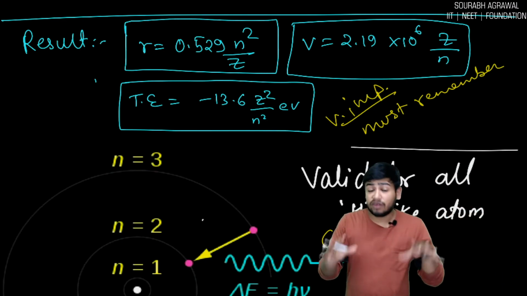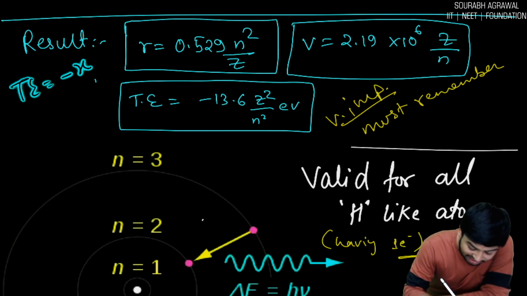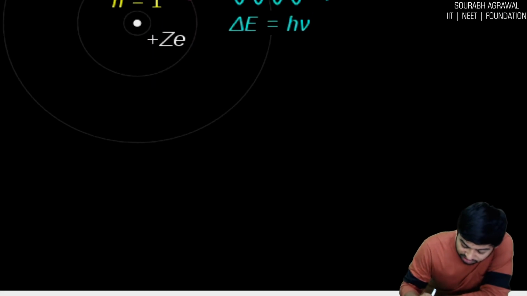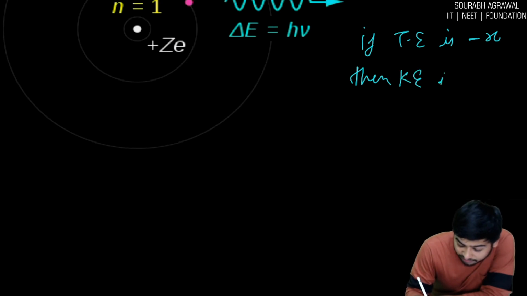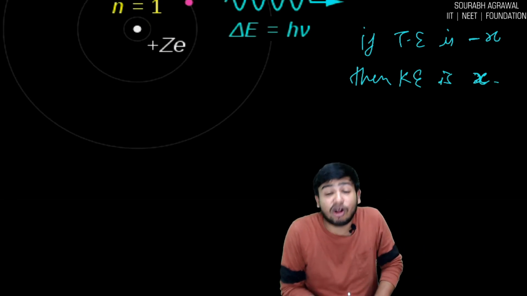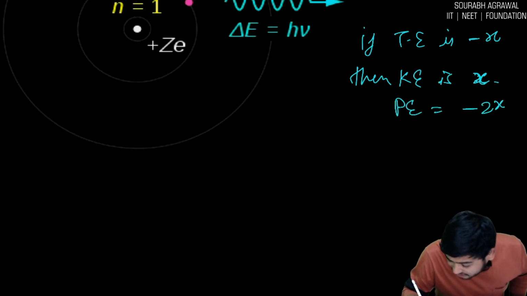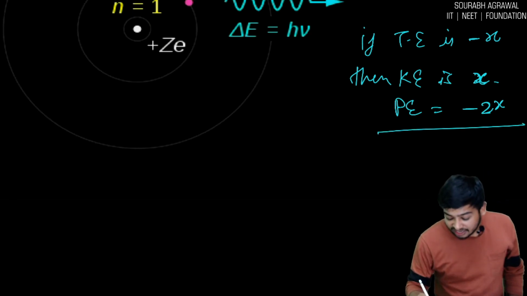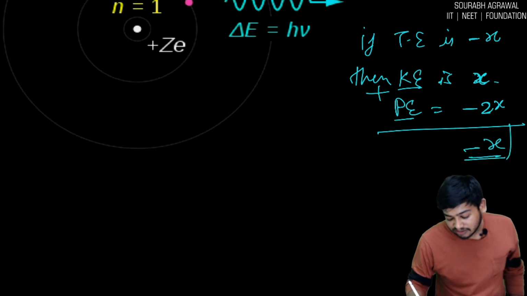Now just remember one thing that I am telling you, very important. If total energy is minus x, then your kinetic energy will be x. That means the kinetic energy that the electron has is x, and the potential energy that the electron has is minus 2x. So you can see kinetic energy plus potential energy is your total energy, so x minus 2x is minus x. Are you getting my point?